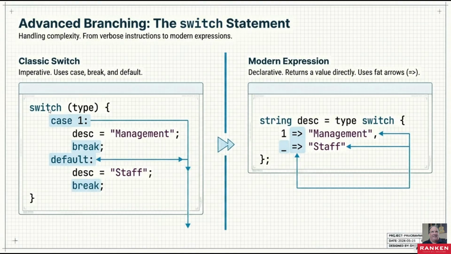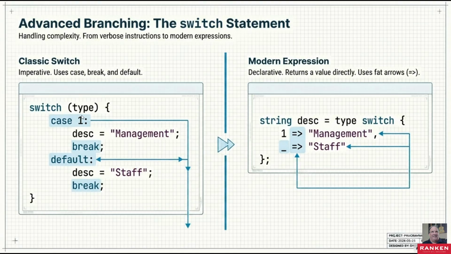So a switch statement basically takes some kind of variable, right? And in this case you've got a switch on type. So type is something that's defined earlier, before you reach the switch statement. Let's just say type is an integer with the value of 1. And so if type is a 1, it's going to set a variable called description to management, and it's going to break out of here. Boom, it's done.